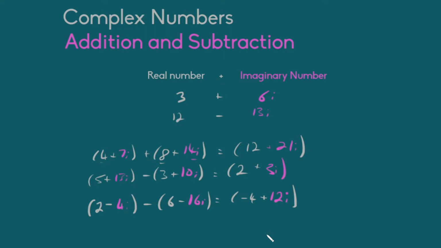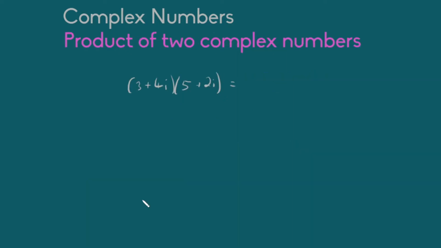Next, we're going to look at the product of two complex numbers. And if we're really good at quadratics, this process should be really familiar to us. We're just going to have to FOIL two complex numbers together. So if we had 3 plus 4i multiplied by 5 plus 2i, let's FOIL this.